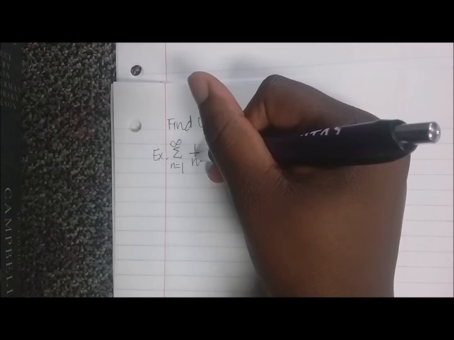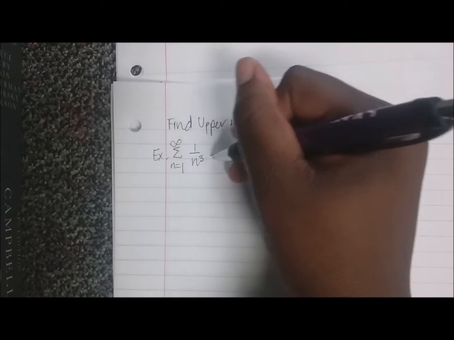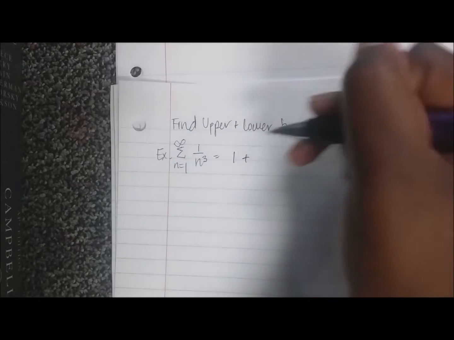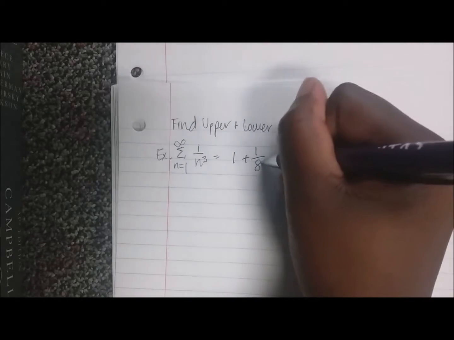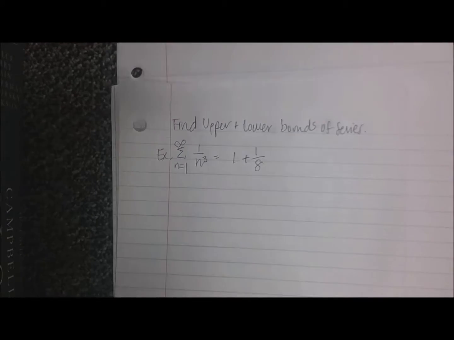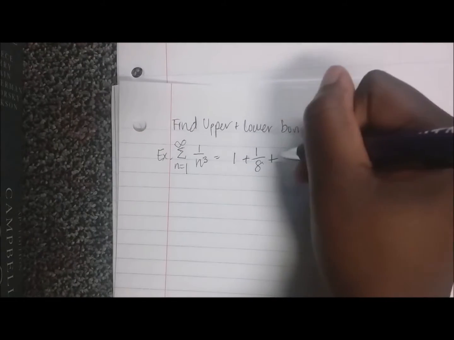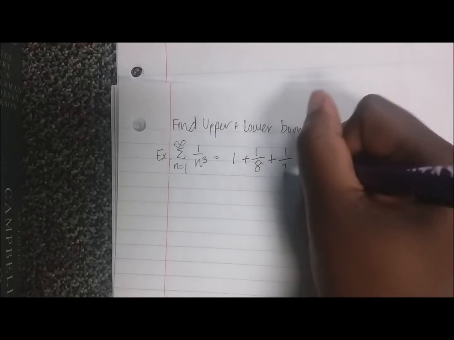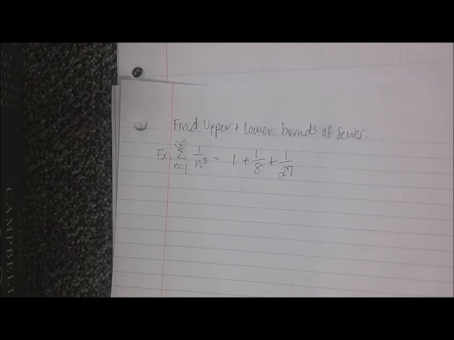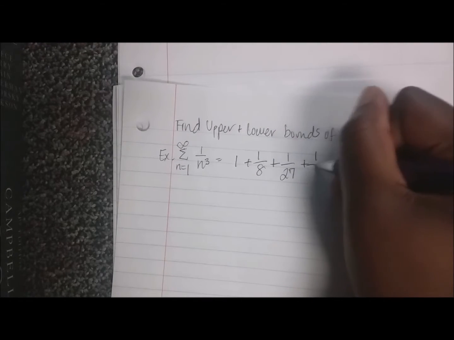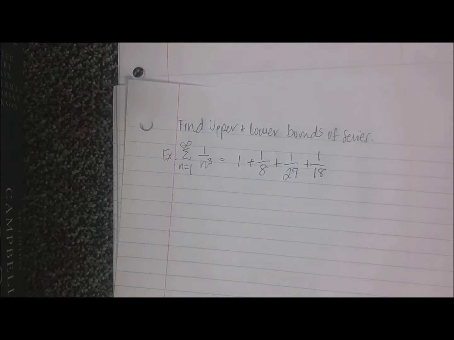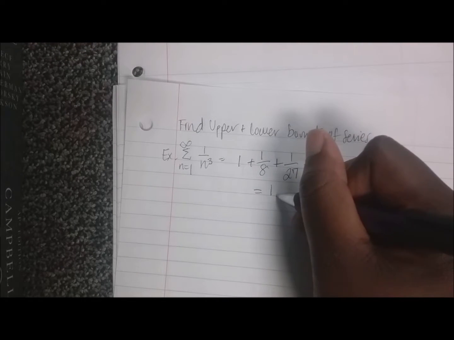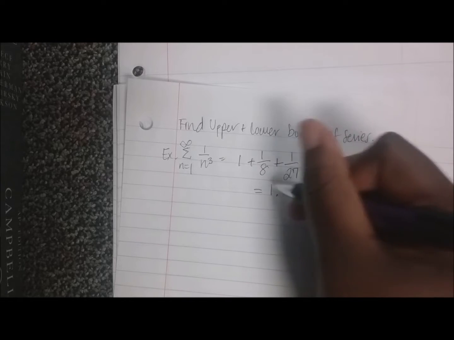So we're plugging in 1 as n, and that would be equal to 1 plus, if we plug in 2 over here, it's going to be 1 over 8, plus 3 to the third is 27, so it's 1 over 27. And finally plus 1 to the 18th. So when we add all this together, the upper bound is going to be equal to 1.22.